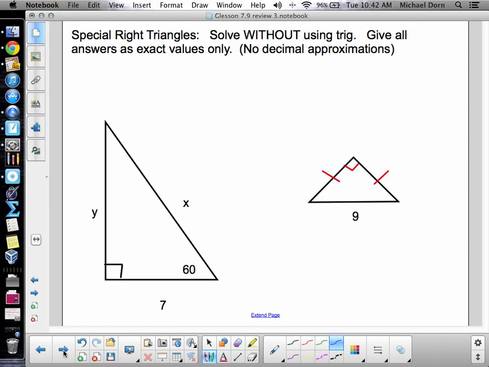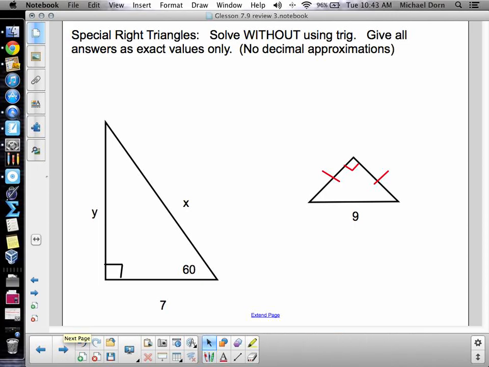Special right triangles. Solve without using trig. Give all answers as exact values only, meaning no decimal approximations. Again, these are the special triangles, so we should not be using trig here. On the last test, we put some of these on and said, give exact answers, and people use trig and give decimal approximations. Don't do that.